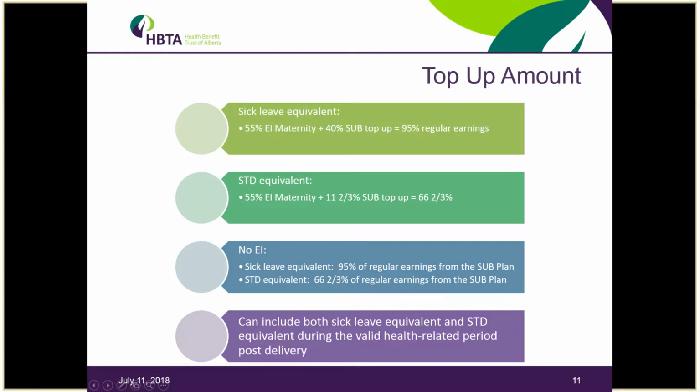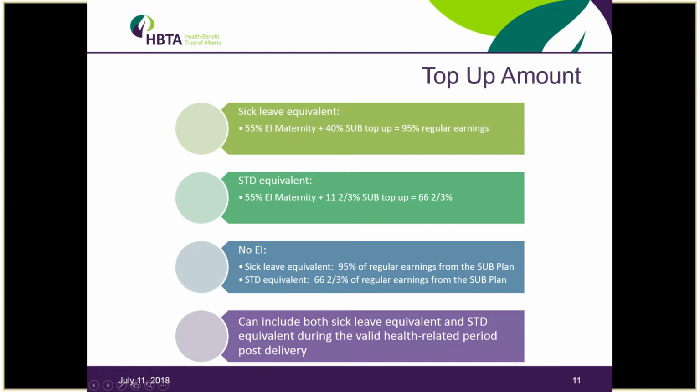If, when the employee's valid health-related period began, she was either on STD before she delivered, or she does not have any sick leave left in her sick leave bank, then the top-up amount would be 11 2/3% of her regular earnings. So that would be 55% of EI maternity and 11 2/3% of subplan to equal 100% of what she would receive had she been in receipt of STD benefits.